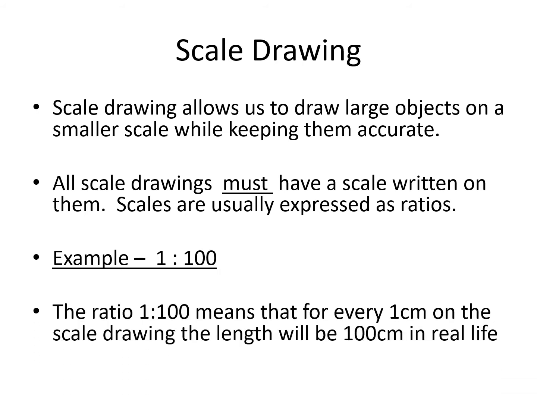Okay, so the ratio 1 to 100 means that for every 1 centimetre on the scale drawn, the length will be 100 centimetres in real life. So whenever you're given a scale like this one, your units will always be in centimetres, even though it might be asking you to give your final answer in metres or kilometres. This scale is always represented in centimetres. The reason being is because you're actually measuring in centimetres.